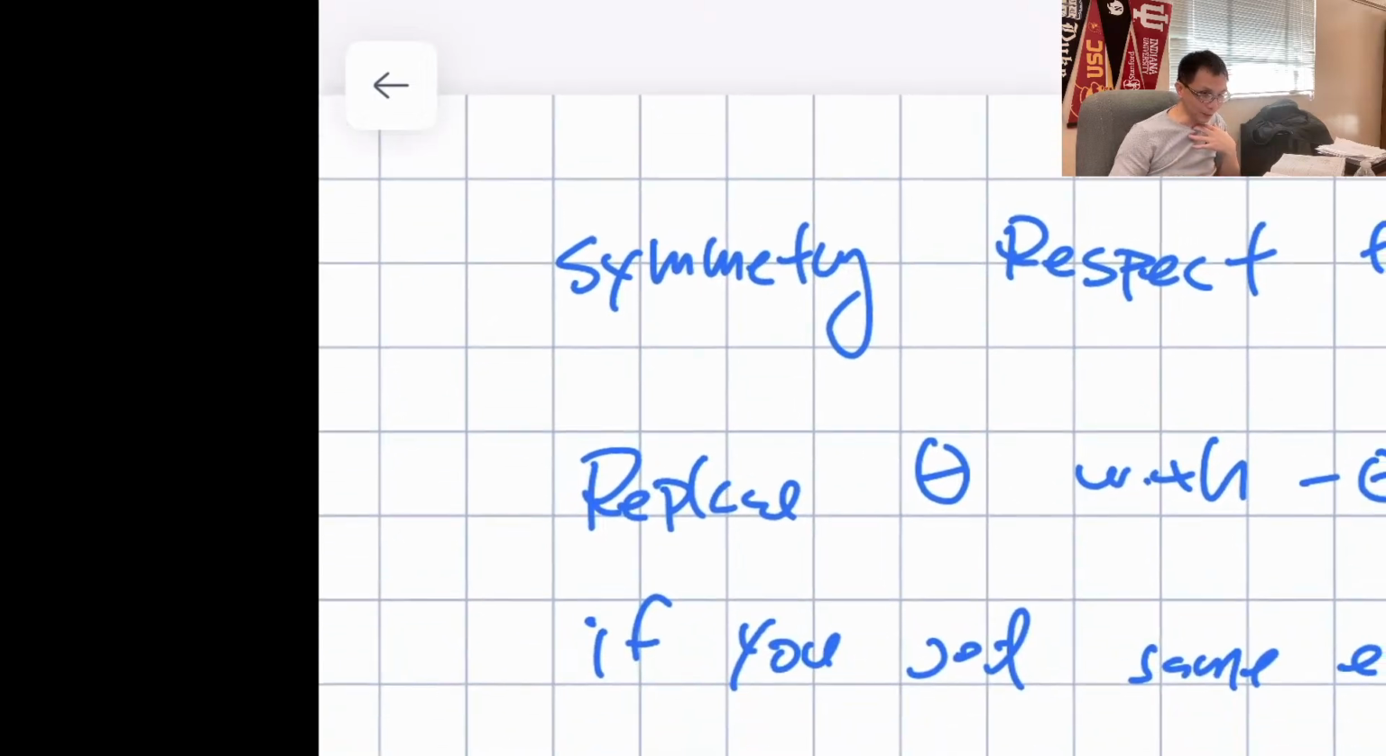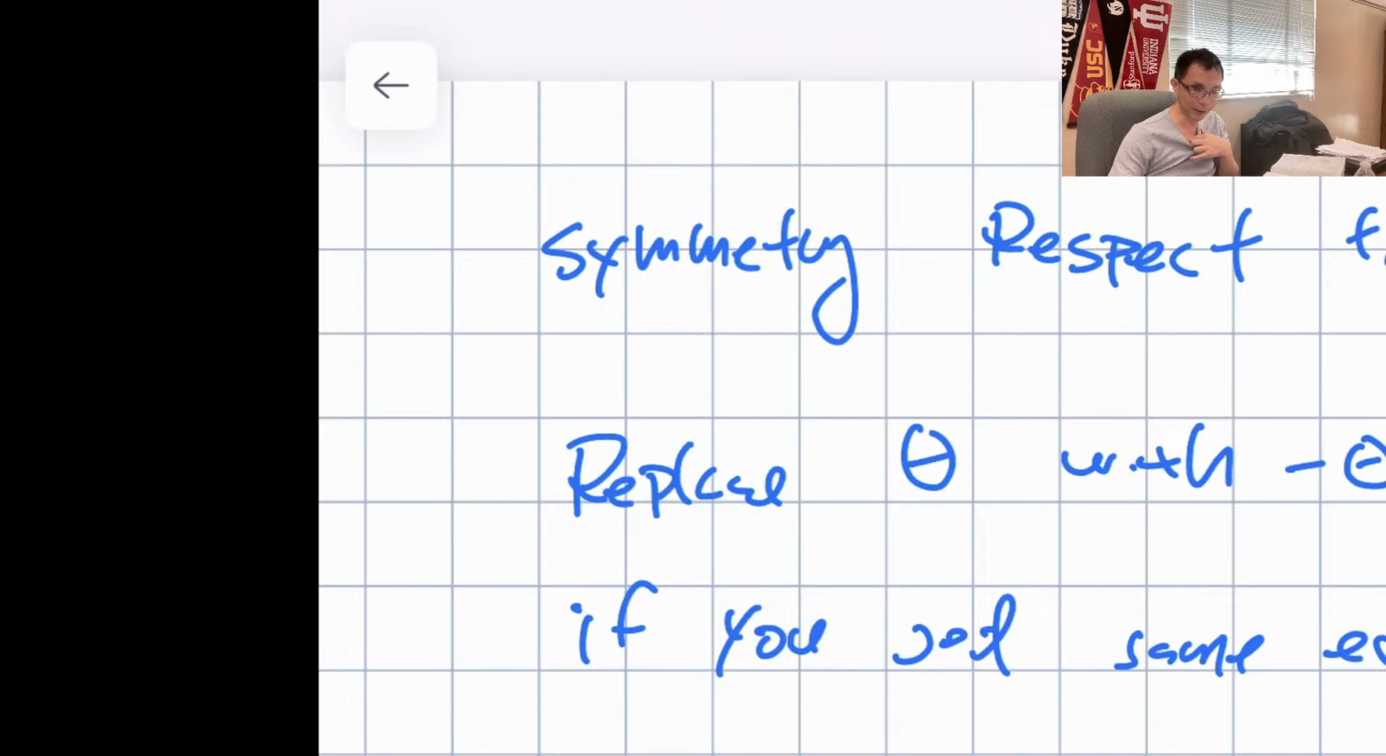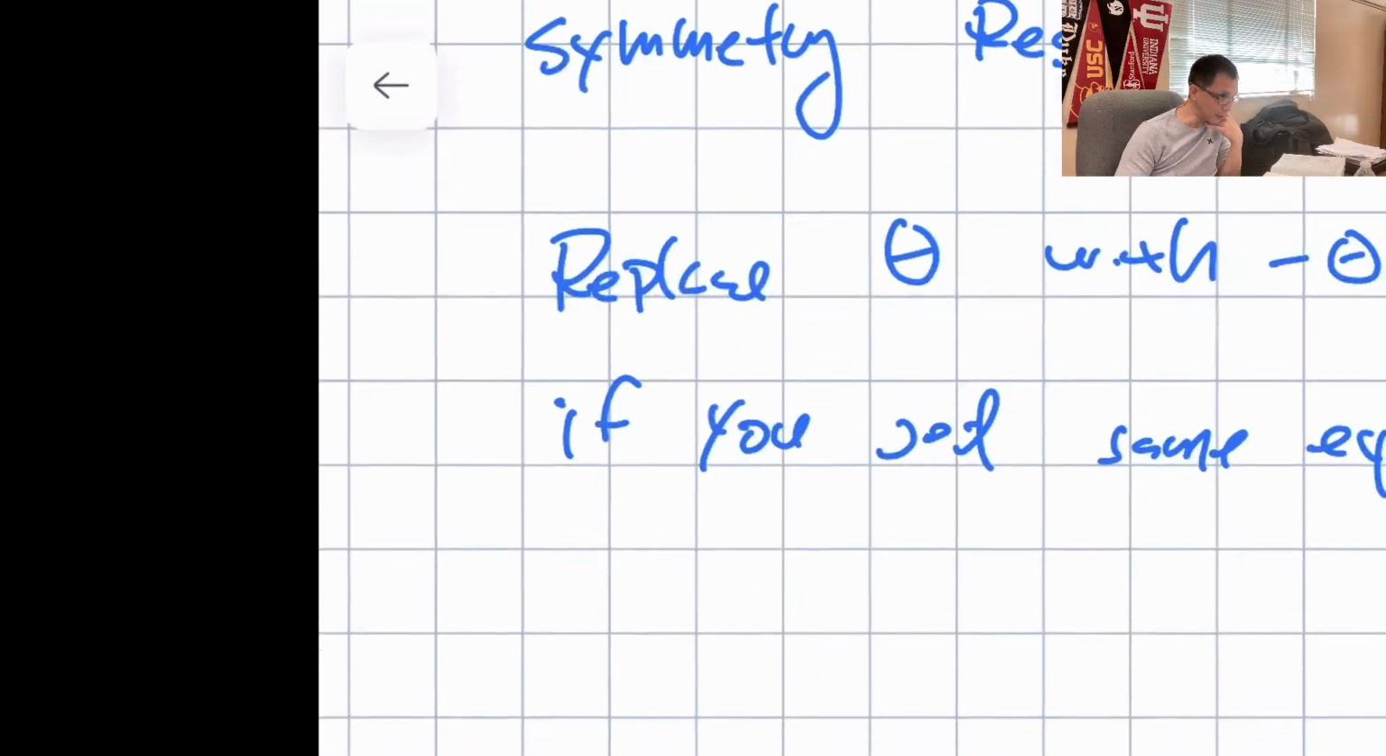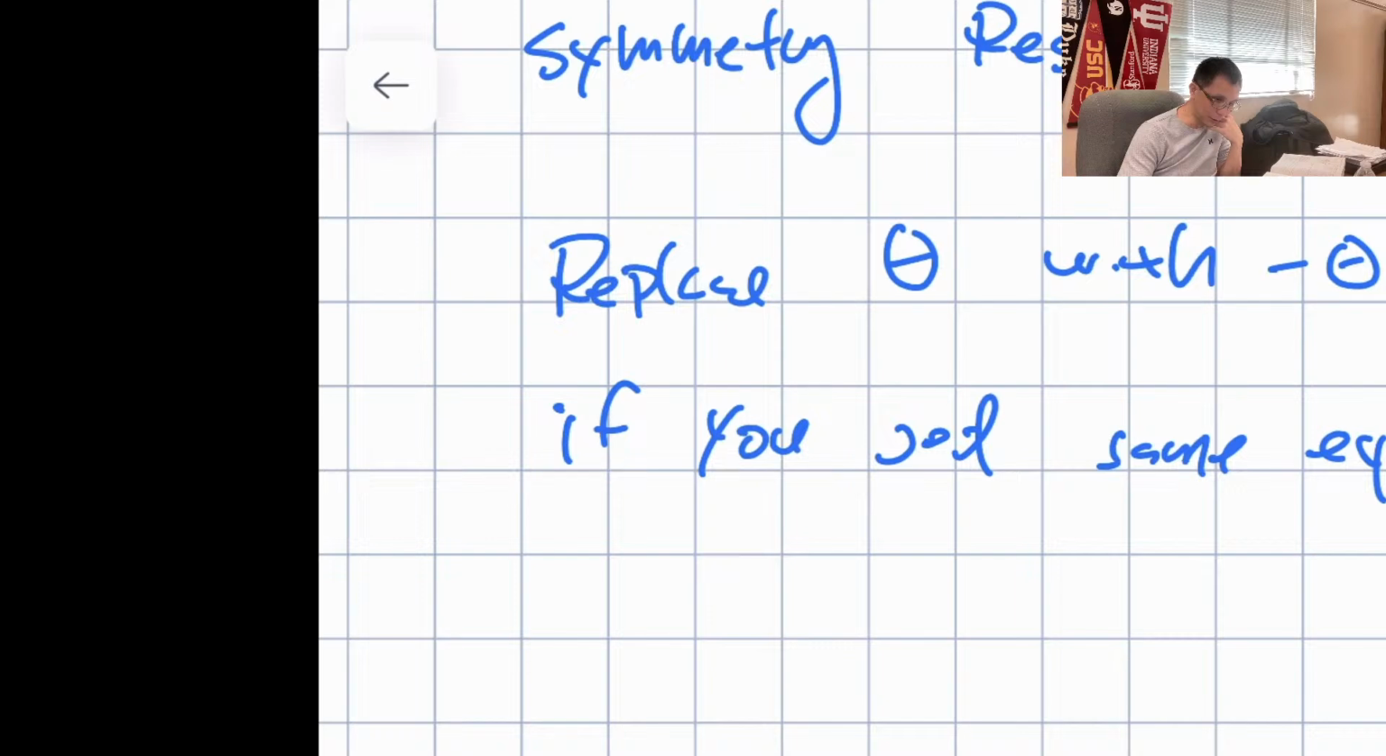Now, with the prerequisite, you have to know certain things. What is a certain thing? Sine of negative theta is equal to negative sine theta. This is called an odd function. And cosine of negative theta is equal to cosine theta, because cosine is even. So this is the prerequisite you need to know. Does that make sense?